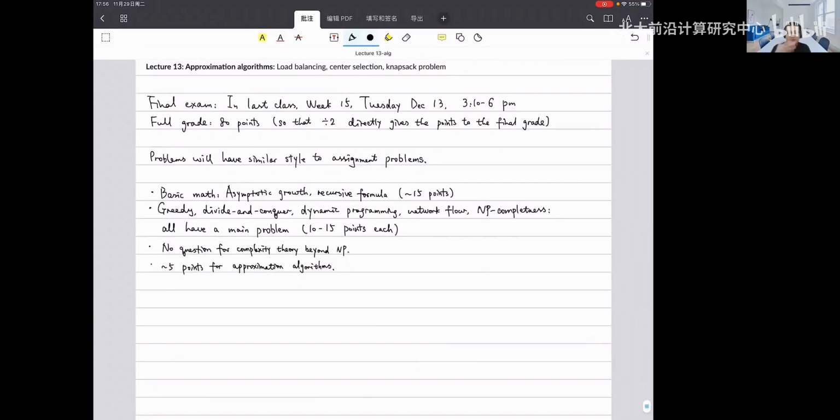And there will be no question on more advanced complexity theory beyond NP. So basically for the more advanced part that I introduced in the last lecture, there will be no question for that.